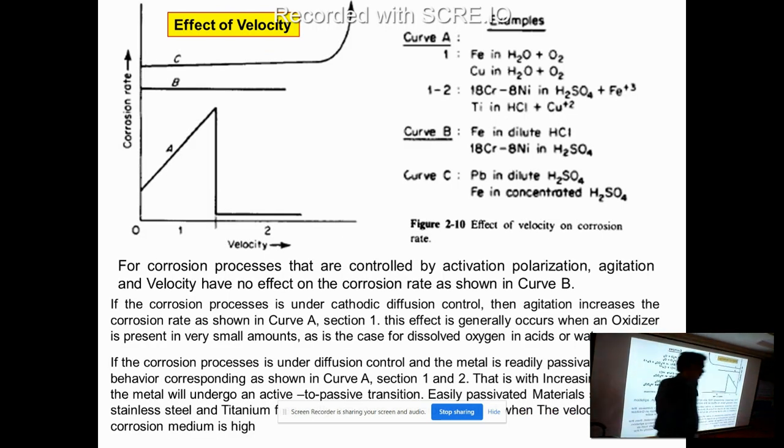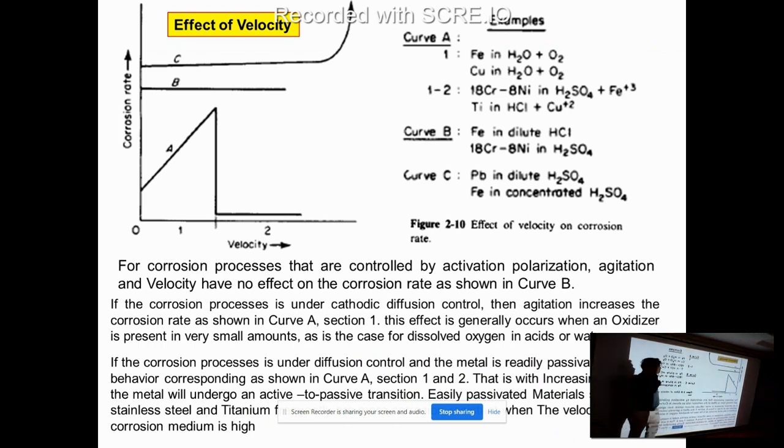Effect of velocity. Sometimes an increase in velocity will also increase the corrosion rates. In the case of example A, the corrosion rate is increased. But after some time what will happen? Because of the increase in velocity, if the oxide layer is there, it will be removed. If it is removed, it again undergoes corrosion. I will show you the case of example C.